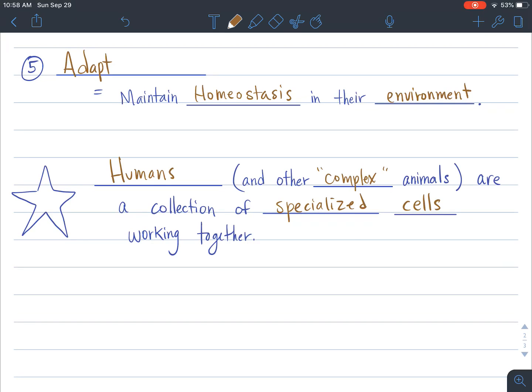On the other hand, there's some things that are one cell only, and they still maintain all of these things, and so we say that those single-celled things are alive. Hey, the more you know, the more you know.